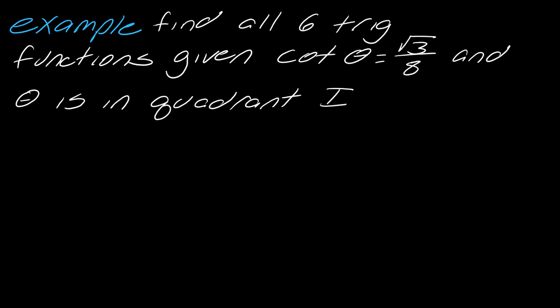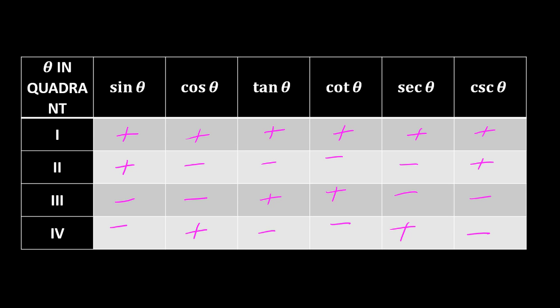Okay, and so for just one last example here, so find all 6 trig functions given that cotangent of theta equals the square root of 3/8, and theta is in quadrant 1. Okay, so the good news about this, in quadrant 1, all the trig functions are positive. So all trig functions, quadrant 1, they're all positive.